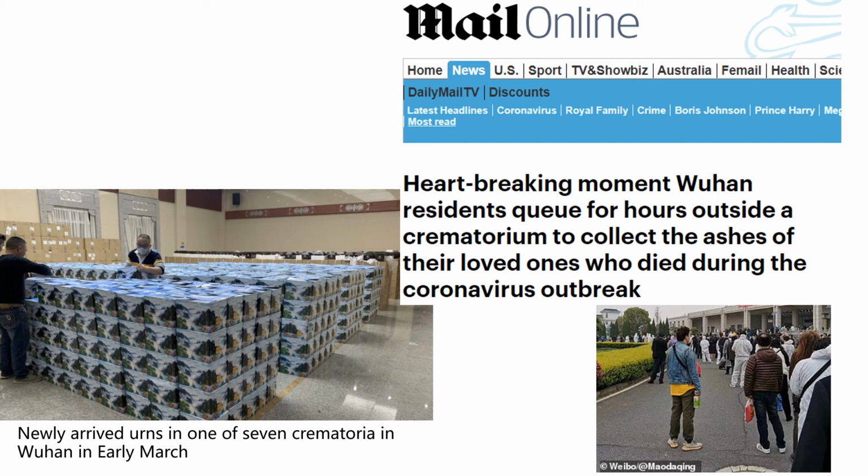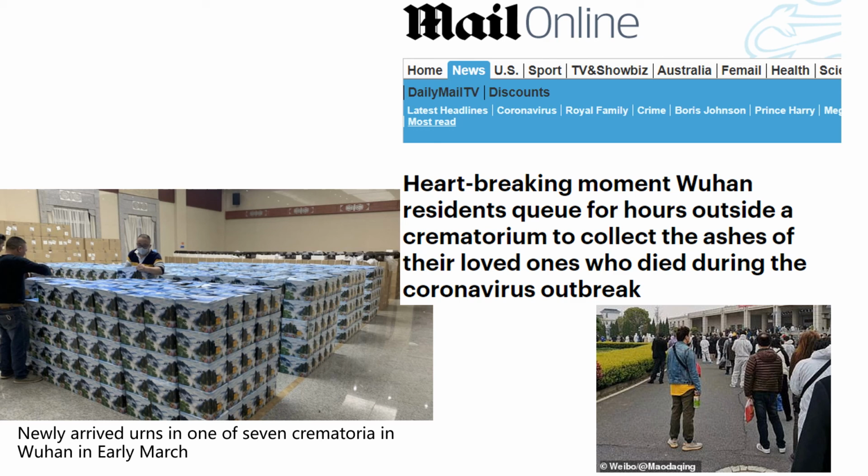It is a big killer. These two photos I took from early March. Those urns are in one of the seven major large crematoria in Wuhan, the center of the pandemic. They ran out of those urns because there were too many bodies to burn, and relatives were waiting hours outside the crematorium to collect the ashes of their beloved ones.